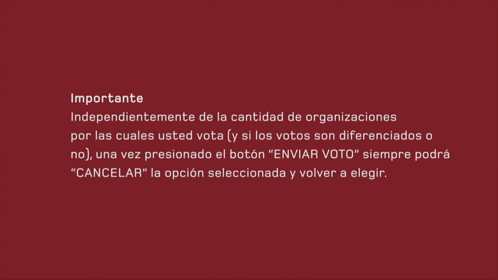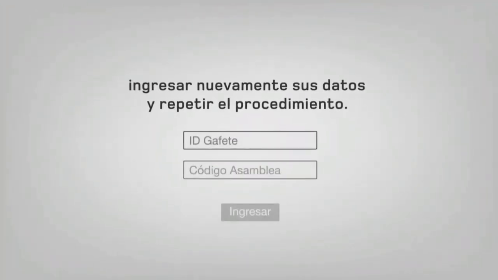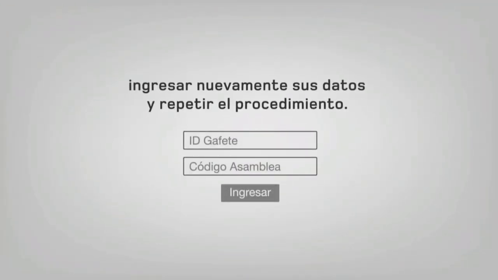Notice that regardless of the number of organizations you are voting for and if the votes are differentiated or not, after pressing the button send vote, you'll always be capable of canceling and choosing again. When the next question is active, you must again enter the data on ID Gafete and the code and repeat the entire procedure. Thank you.